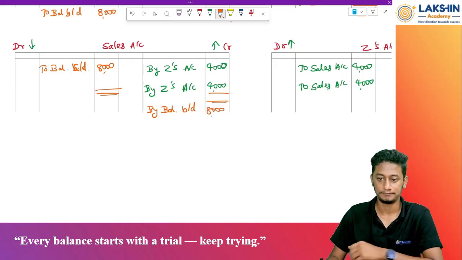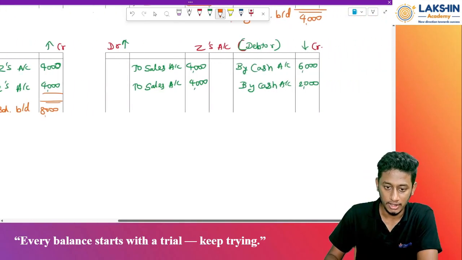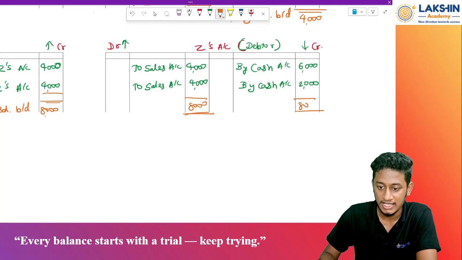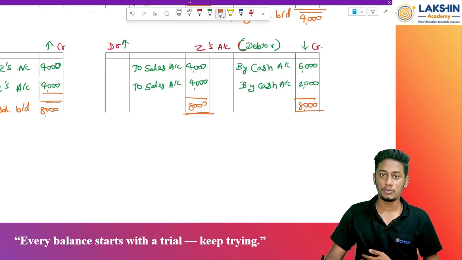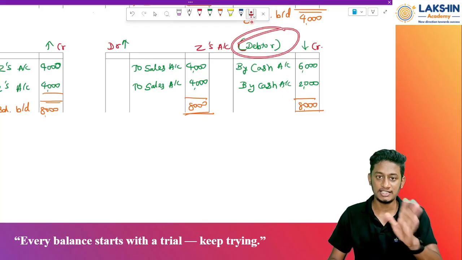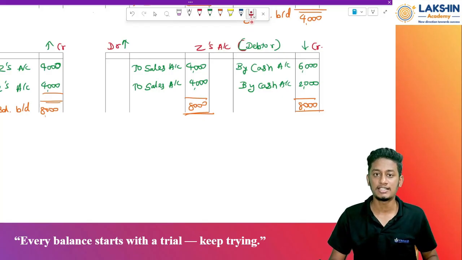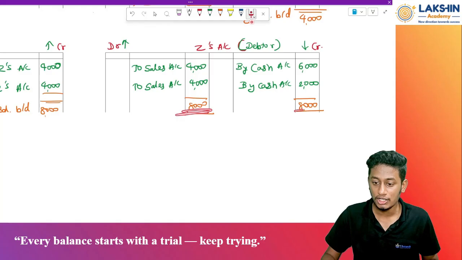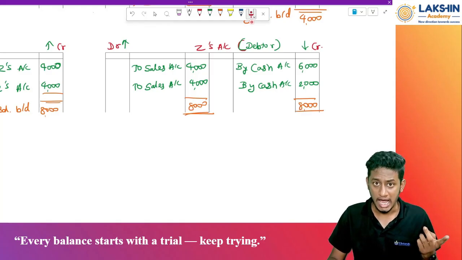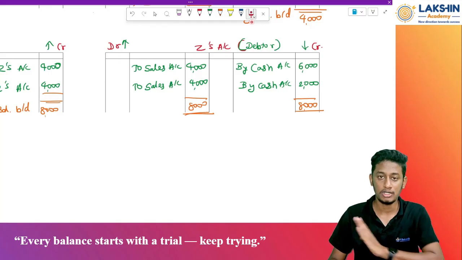Rupees 8,000. So basically this account has already been tallied and no balance is remaining at the year end. That means, is Mr. Z supposed to pay us? He was our debtor before. Now is Mr. Z supposed to pay us anything? Nothing, sir. Why? Because his account is closed completely. Are we supposed to pay him something? Nothing, because his account is closed.